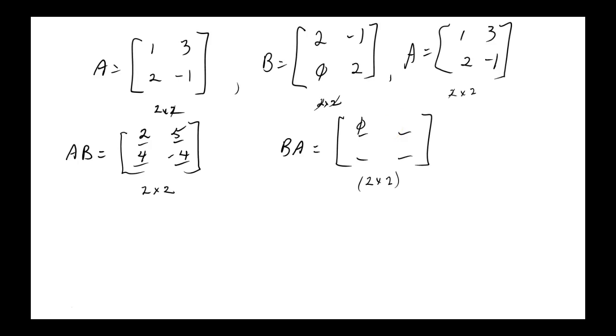Wait, okay. I must be doing something differently. We're doing the 1, 2 entry, is that right? This one? Okay. So that'd be first row here, second column here, right?